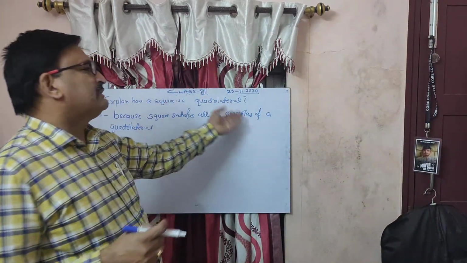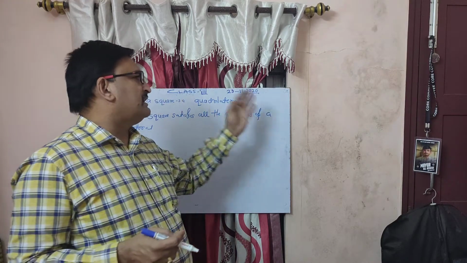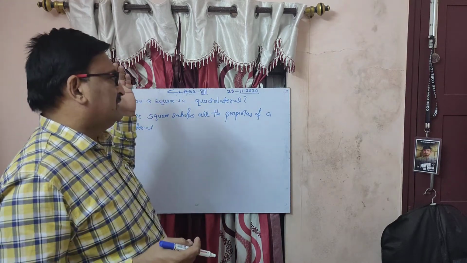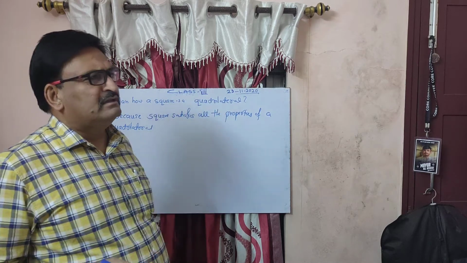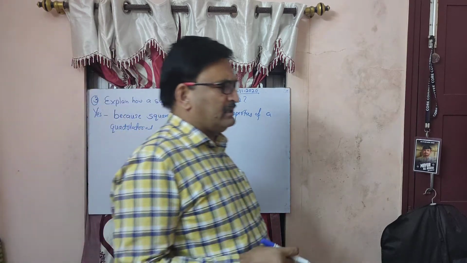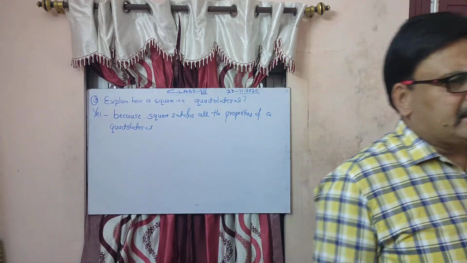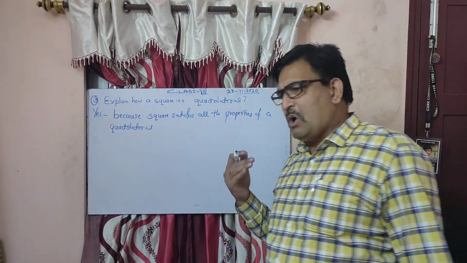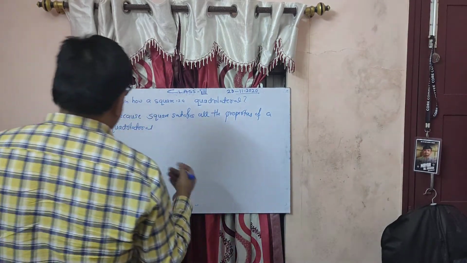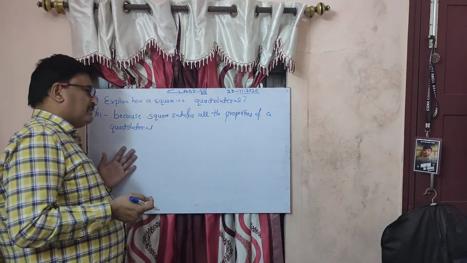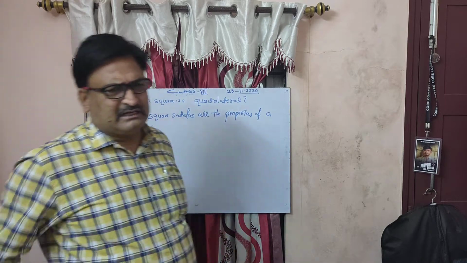A parallelogram is a quadrilateral. A trapezium is a quadrilateral. A kite is a quadrilateral. A rhombus is a quadrilateral. You can name any quadrilateral. All the figures satisfy the properties of a quadrilateral, because initially it is a quadrilateral.